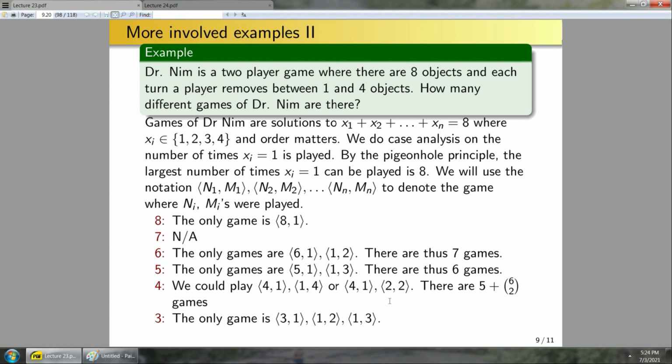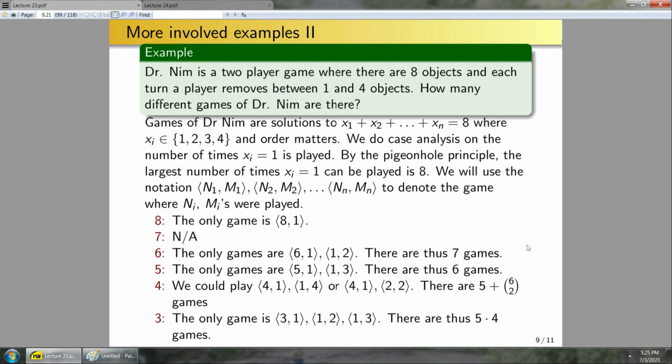Thus, from here, I need to know how many ways I can rearrange this. Well, there's 5 turns that are being played, and I need to pick somewhere to put the 2 and then somewhere to pick a 3. So their order matters with where I put the 2 and where I put the 3. Therefore, there will be 5 times 4 games in the case where I have 3 ones.